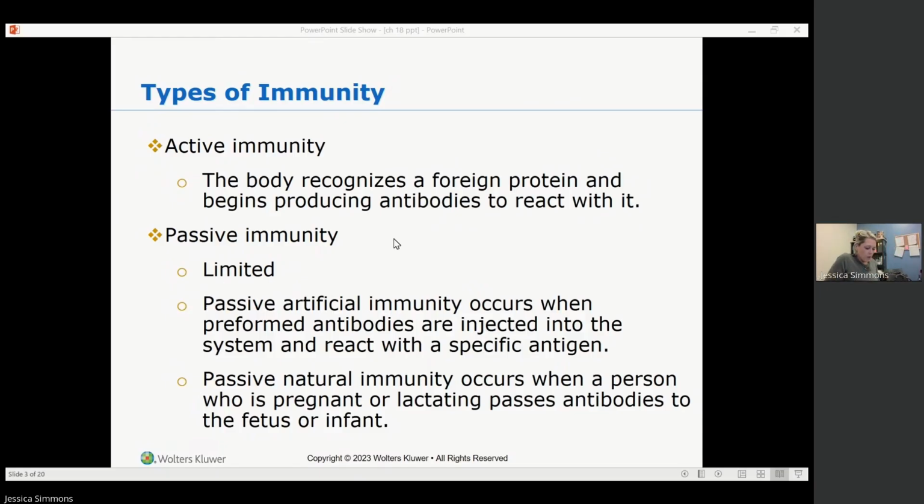So what is an example of passive artificial immunity? Let's see. An example of this is when immune globulins are administered to a person to protect against a snake bite or rabies exposure. So this is when you are giving antibodies to someone, okay?